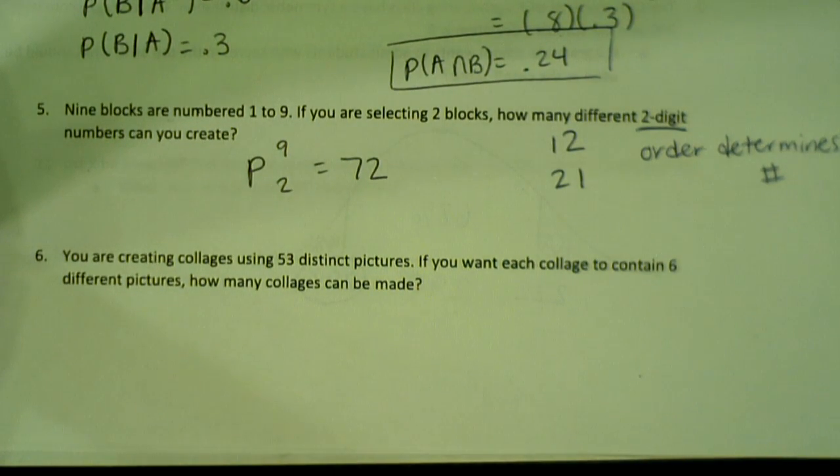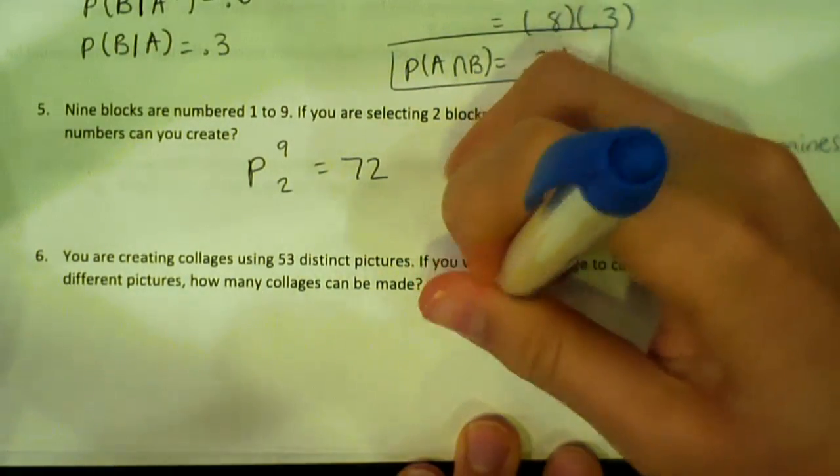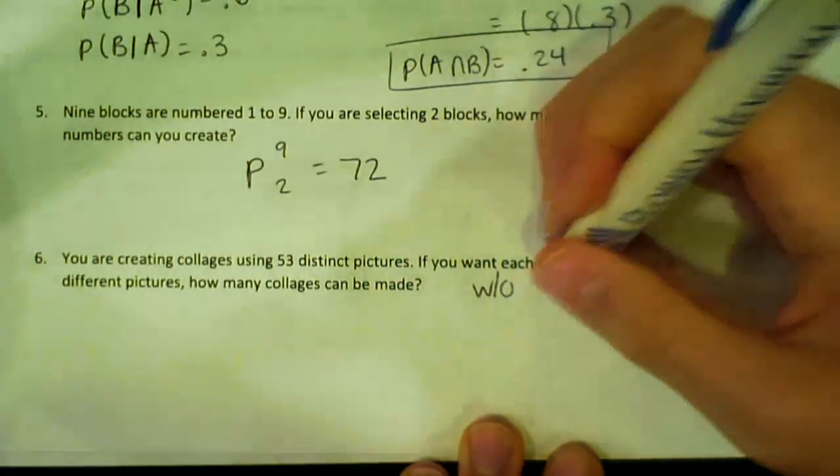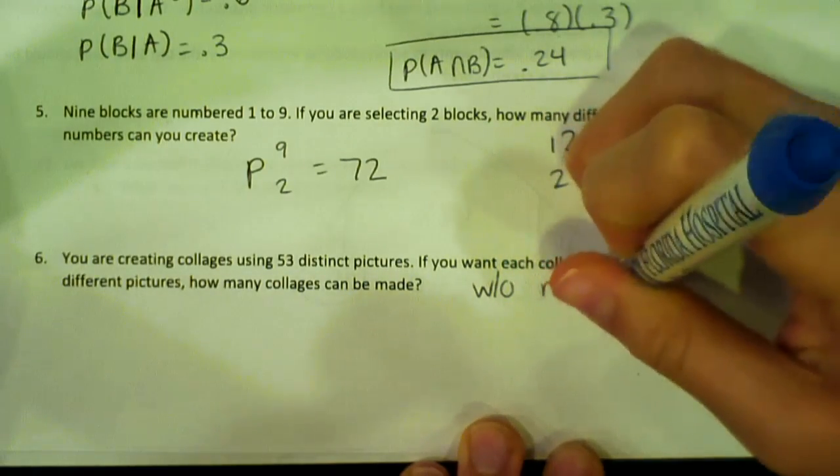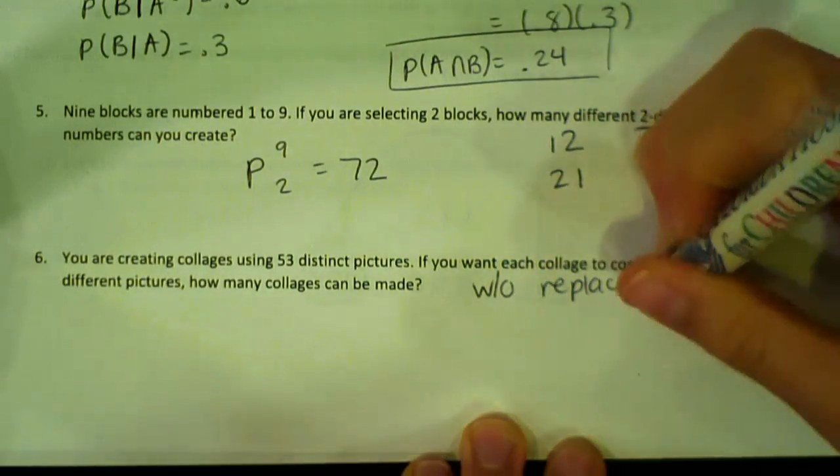So you are creating collages using 53 distinct pictures. If you want each collage to contain 6 different pictures, how many collages can be made? So if we want 6 different pictures for each collage, would we have replacement or would we not have replacement? No replacement, right? So without replacement. So we know it's not going to be the multiplicative rule. So it either has to be combination or permutation.